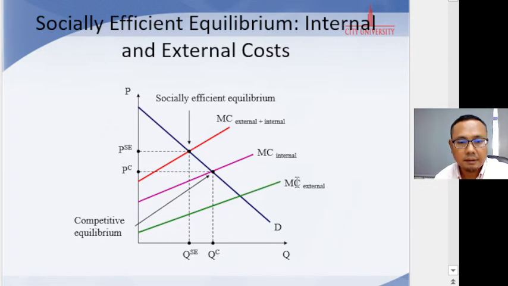So this is where you can see, if the society pay for that marginal cost of pollution to society, the socially efficient level of output, which takes into account all the costs and benefits of producing steel. You can see in this figure it is MC external plus internal.